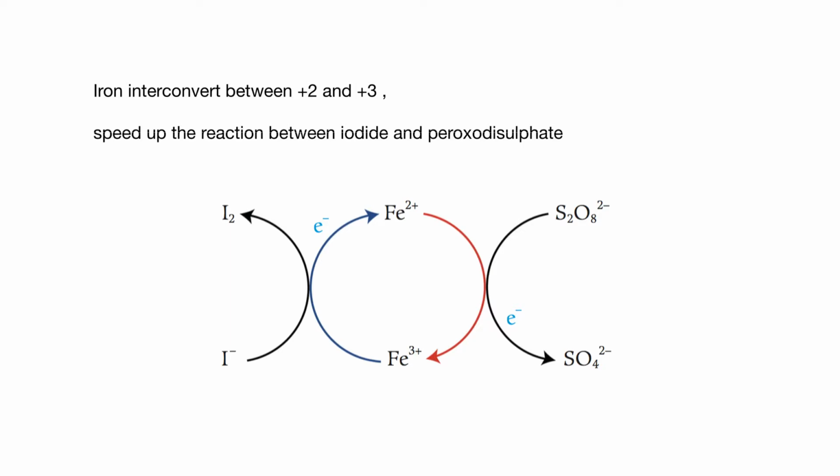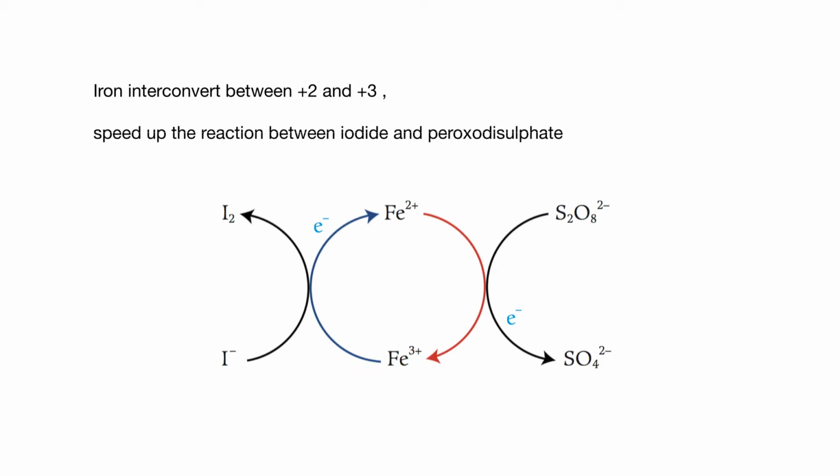We can have a summary using a diagram like this. You can see that the iodide ion will pass the electrons to Fe3+, and the Fe3+ will change to Fe2+, and this Fe2+ will then pass the electrons to the peroxydisulfate, and after gaining the electrons, this will become sulfate. So we say that the ion interconverts between +2 and +3. It will keep on doing this, from +2 to +3, from +3 to +2.